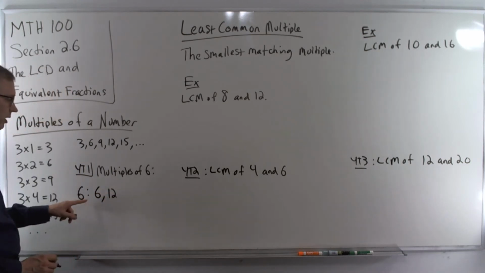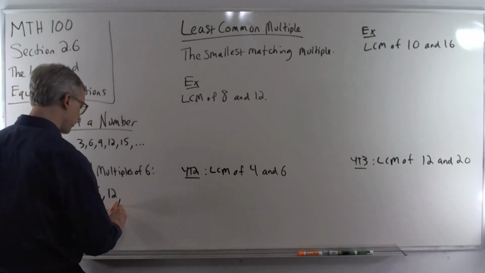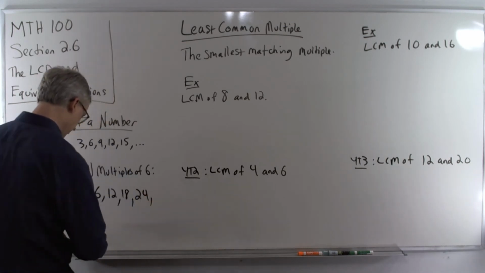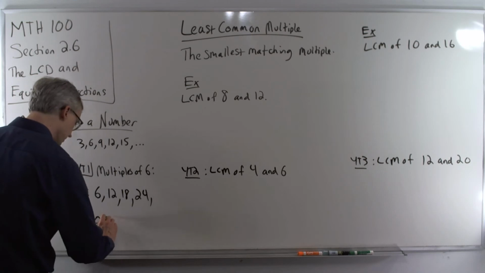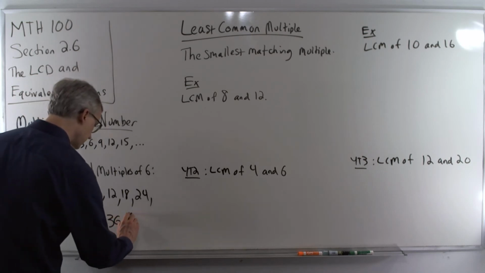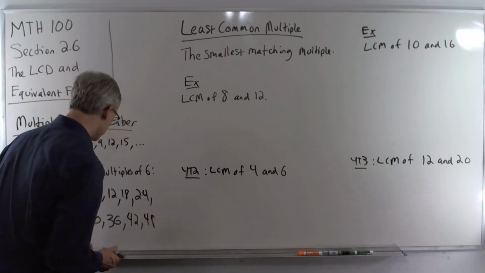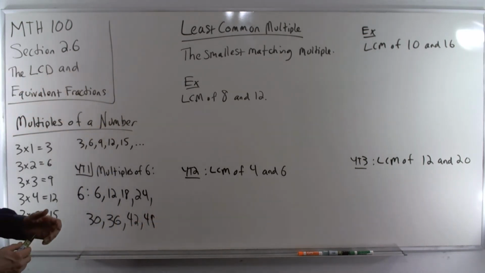So if we multiply 6 by 1, we get 6. By 2, we get 12. By 3, we get 18. By 4, we get 24. By 5, we get 30. By 6, we get 36. By 7, we get 42. And by 8, we get 48. So there are the first 8 multiples of 6.